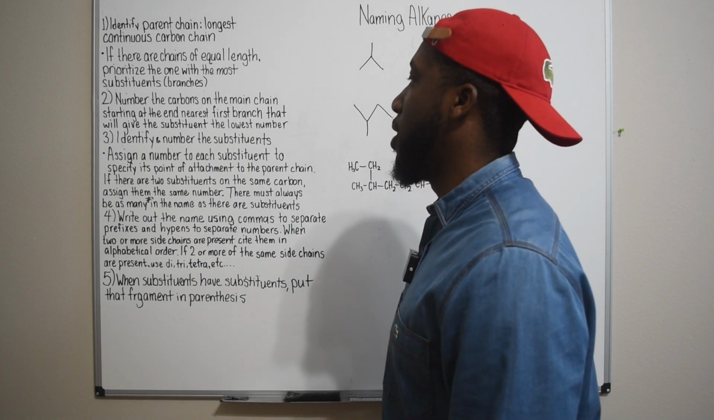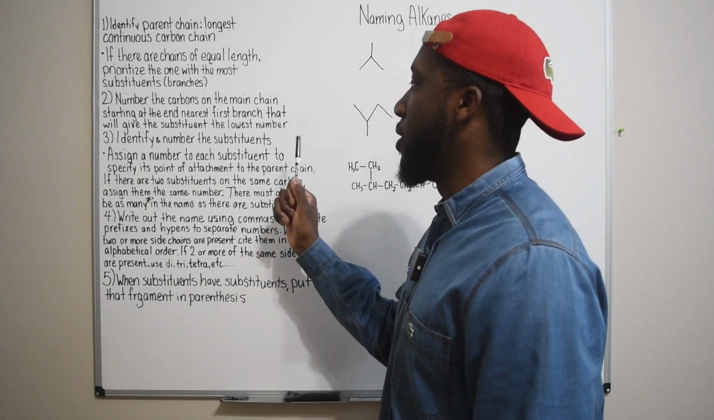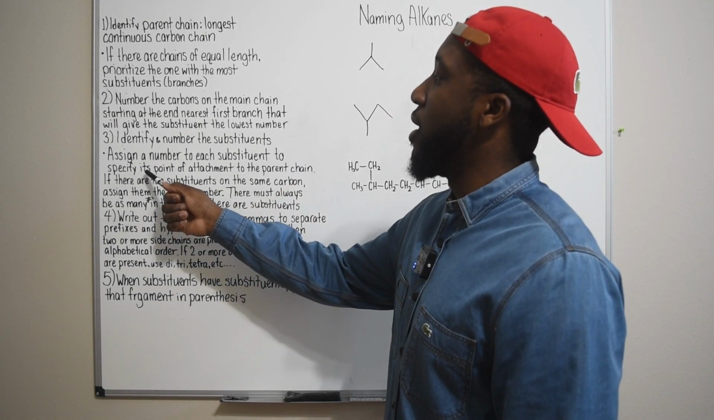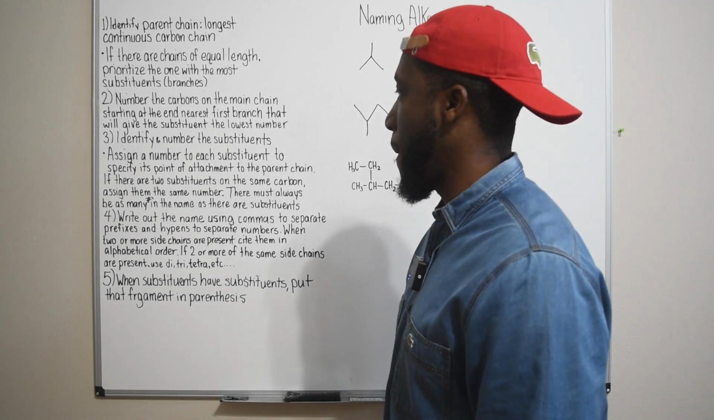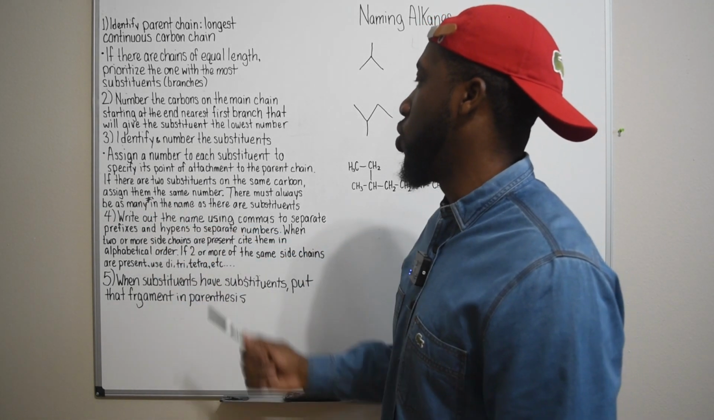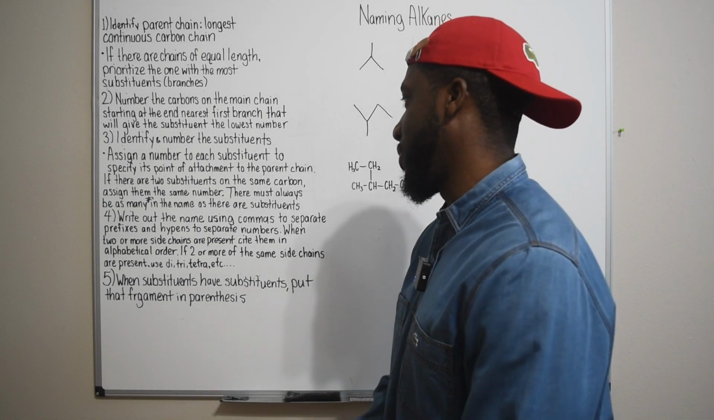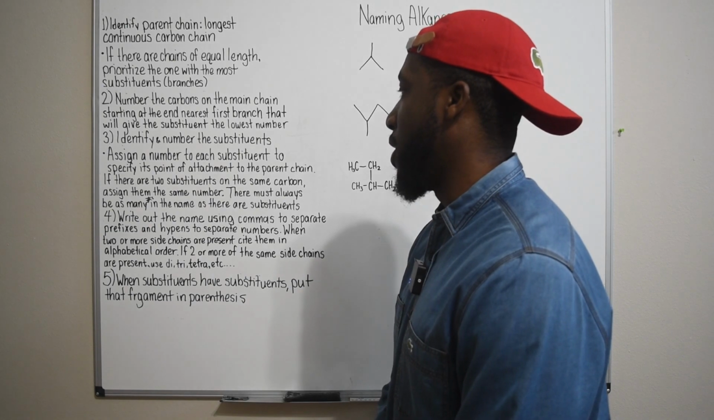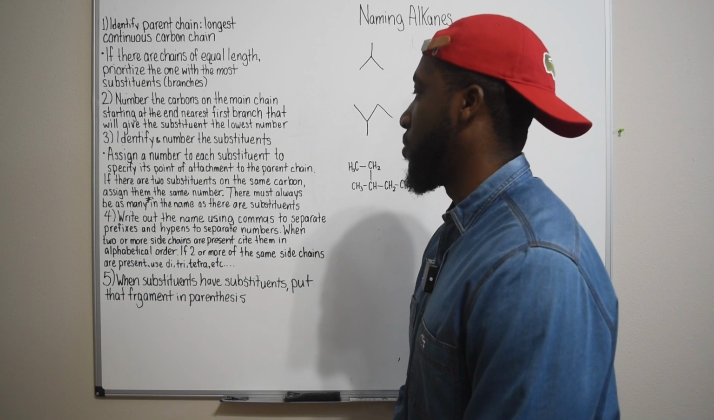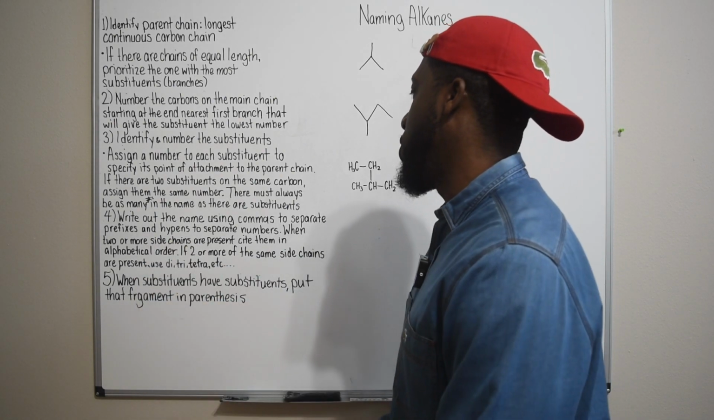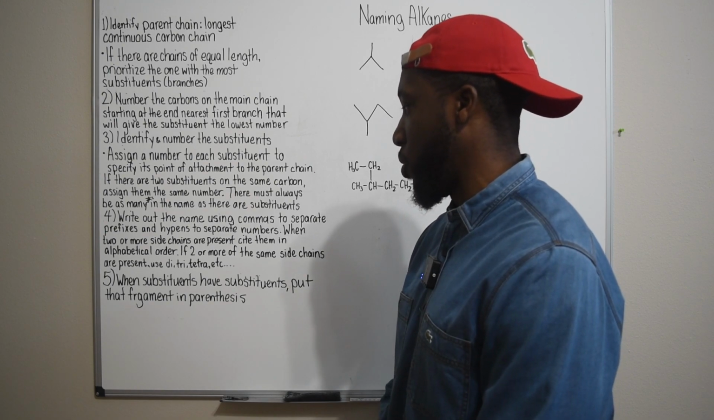Three, identify the number of substituents. Assign a number to each substituent to specify its point of attachment to the parent chain. If there are two substituents on the same carbon, assign them the same number. There must always be as many numbers in the name as there are substituents. Write out the name using commas to separate prefixes and hyphens to separate numbers.